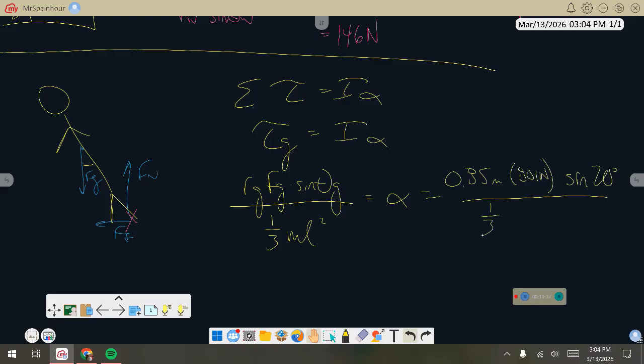Then this would be 1/3. We already mentioned this earlier, but I don't know if I mentioned it online. To get mass, you know that the force of gravity is 801. So you just divide by G. And that gives us our 81.7 kilograms.